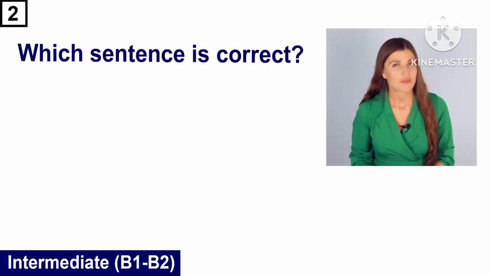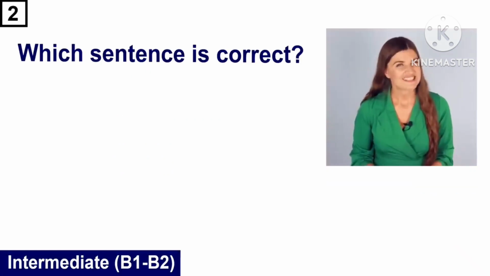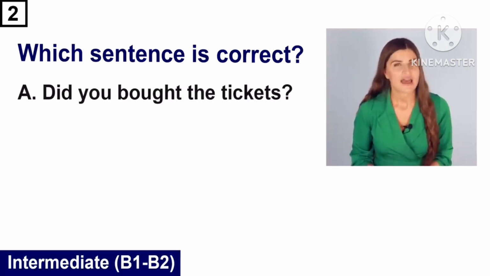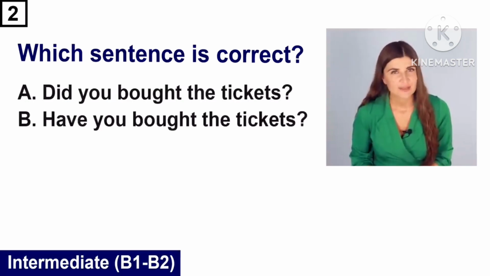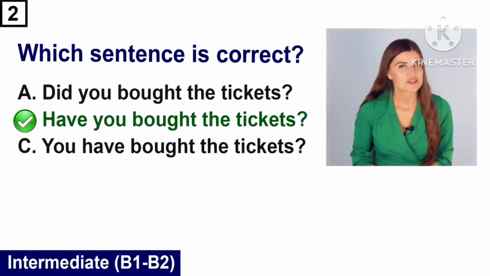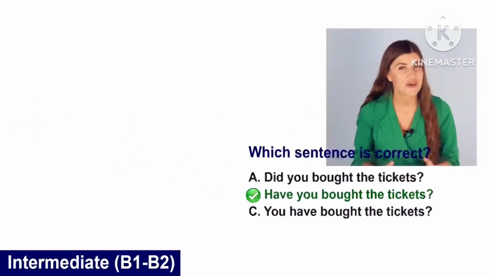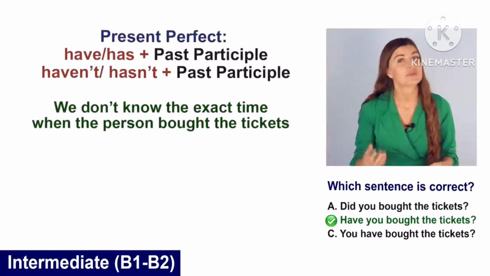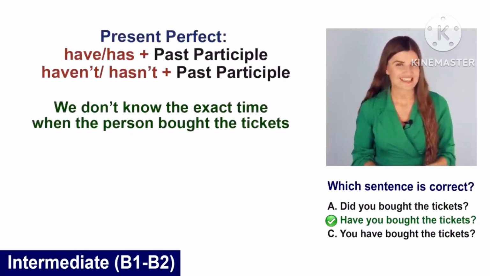The next question. Which one is correct? Did you bought the tickets? Have you bought the tickets? You have bought the tickets. This is a question where we use the present perfect because we don't know the exact time when the person bought the tickets, so we use the present perfect tense.